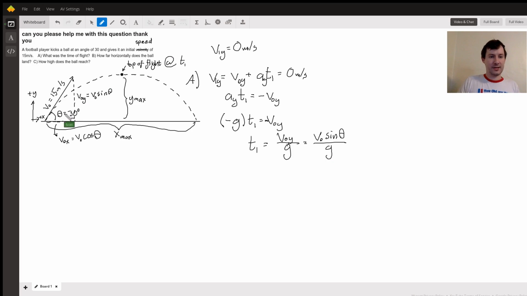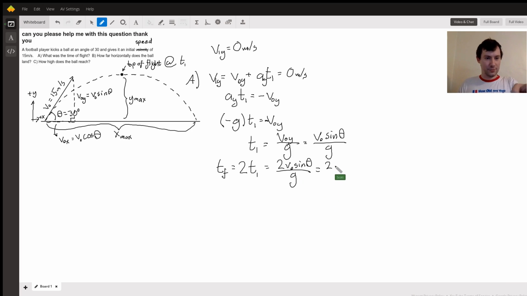Now, let's think about this for a second. T1 is the time it takes for the ball to go from the start to the top of its flight. The total time of flight is twice that: the time from the start to the top of flight, and then the same amount of time from the top of flight back to the ground. So the time of flight, we'll call that TF, is equal to twice T1. So that's 2 v naught sine theta over g. And now we actually have everything we need to solve this problem.